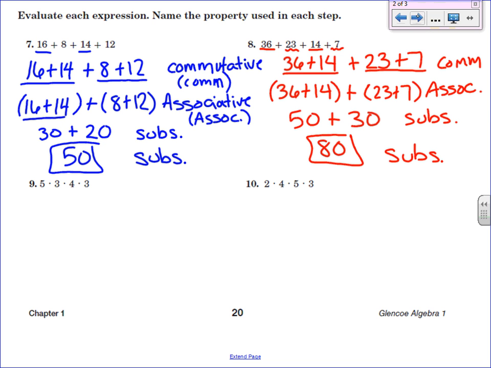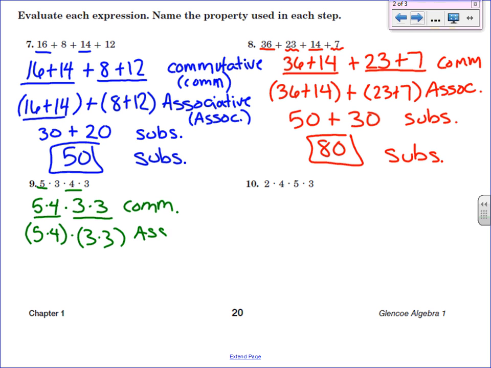All right. In number 9, when I have multiplication, what I'm hoping for is something that ends in a 0 when I multiply them. Well, 5 times 3 is 15. That doesn't end in a 0. But 5 times 4 is 20. That ends in a 0. So I'm going to put those two next to each other. And the commutative property says I can do that. I can reorder them. Then I want to do 5 times 4 separate from 3 times 3. So I'm going to put them in parentheses. And the associative property says I can do that.